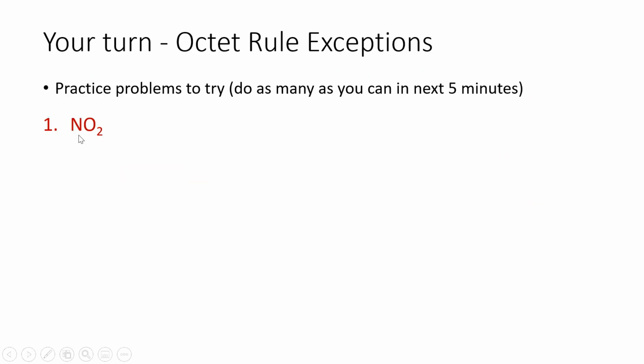So we'll go over a few more examples here. Like NO2, and these are ones that if you haven't tried them yet, you should pause the video and try them first, and then you can come back and check your work. So NO2, we've got a 5 and 2 oxygens, or 2 6s, so we've got 12, 17. We've got an odd number of electrons.